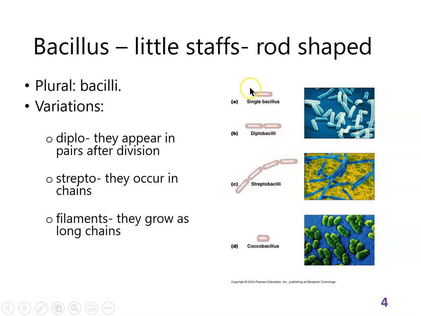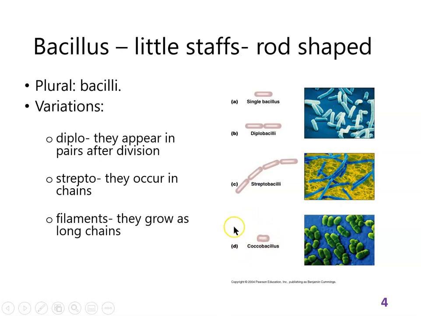Those words have more to do with the cocci, realistically. But what I do want to point out is that some of them can grow as filaments. So they grow in really, really long chains that would have like 100 cells in a row. More important than that is that the length of these differs. They all have roughly the same thickness for whatever reason.